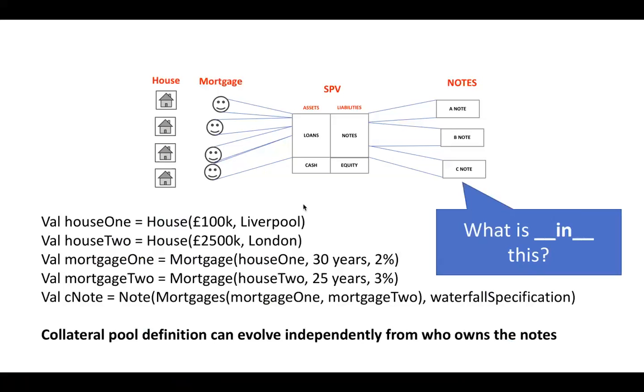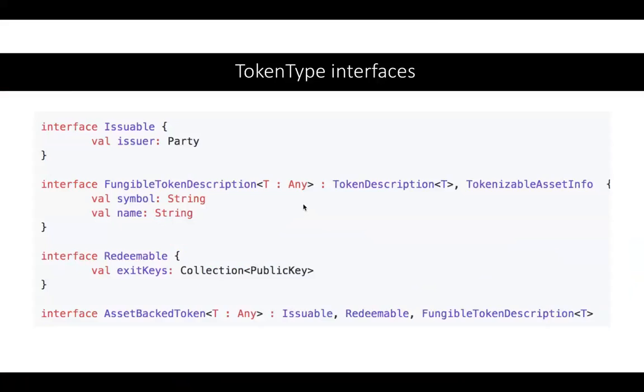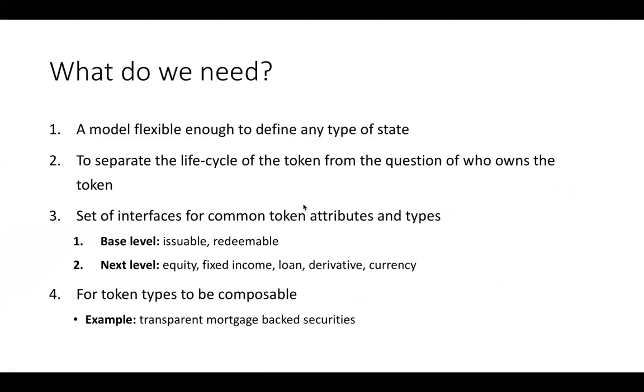I hope it gave you a good overview of what we're looking to do. Just to summarize very quickly, we're looking to create some new interfaces and types that exist within the core platform. We are looking to separate the lifecycle of the token from the question of who owns it, and we're looking to consider interfaces for token types themselves.